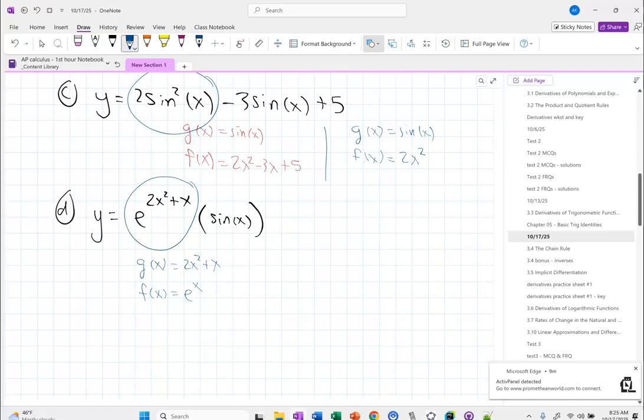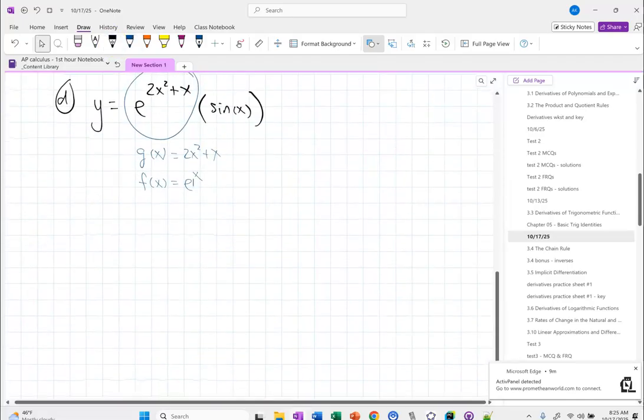Just like when we look at a quotient rule problem, before you start doing derivatives, you want to look at, is there a product rule inside of that quotient? Or if you have a product rule, is there a quotient rule inside of that somewhere? We'll do one more example, and then we'll get into chain ruling.